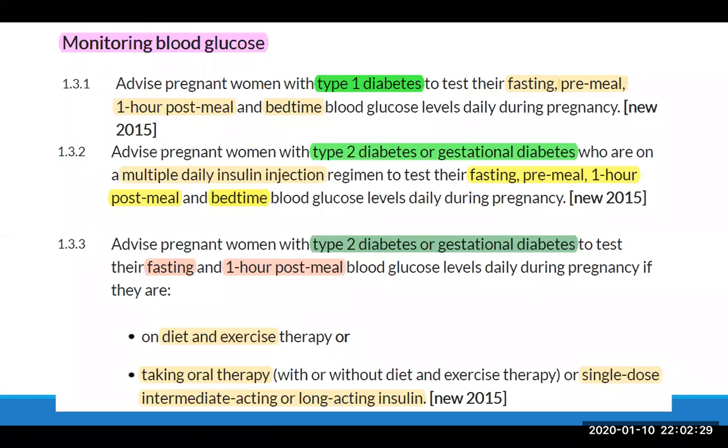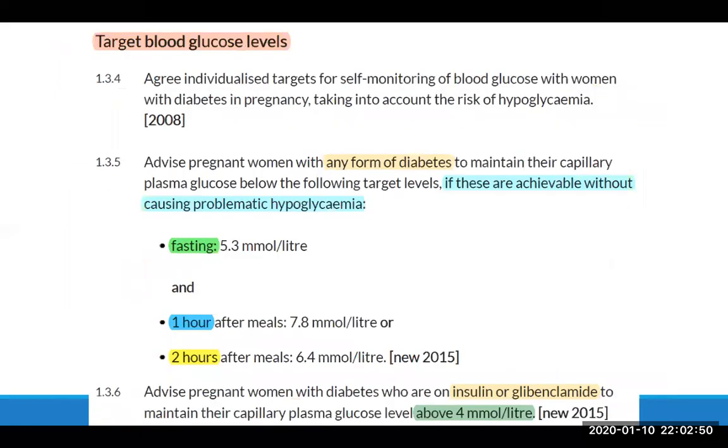But if the patient is on Levemir only, also 4 times, fasting and 1 hour post-meal. If on Levemir and bolus insulin, we must check 7 times: fasting, pre-meal, 1 hour post-meal, and at bedtime. You must repeat this a lot of times because this is unique to the NICE guideline.